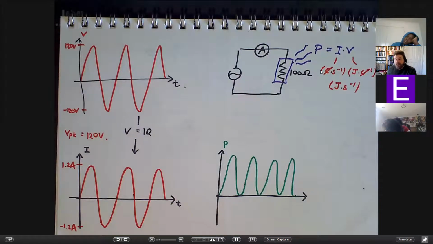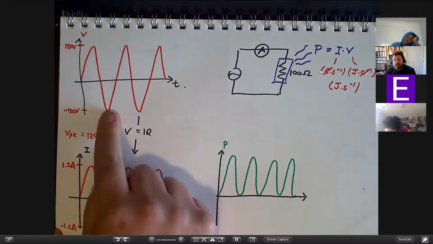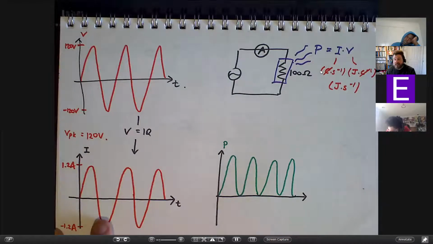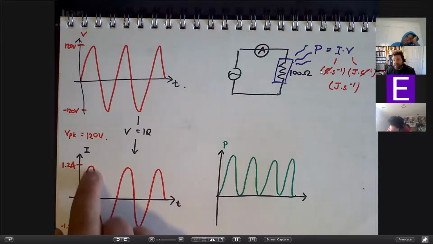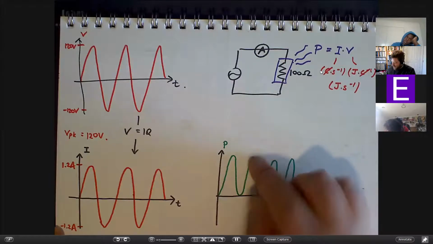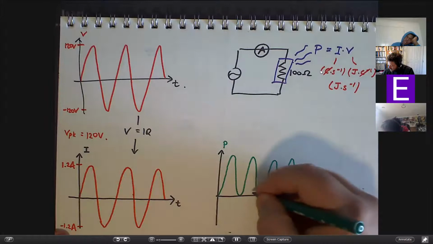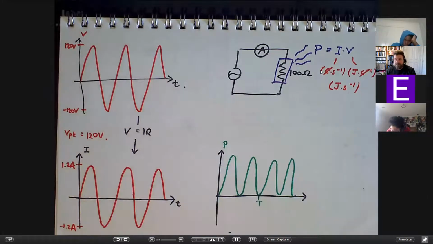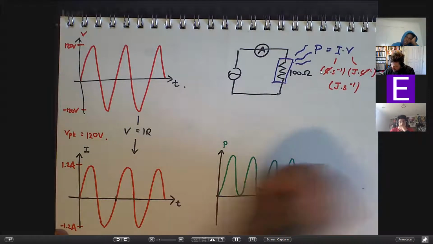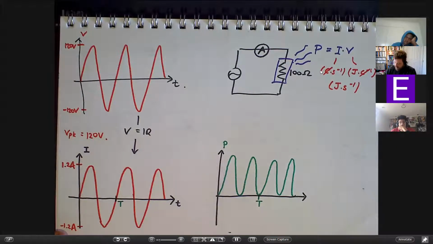All right, it's always gonna be positive because whenever the current's negative, so is the voltage. So negative times negative gives us the positive. And it's going to have twice the frequency of this guy because even a positive peak is a positive peak, but a negative peak times a negative peak gives us an extra positive peak. So the period of this graph, that's the period. Right. So what we have is this power, which is always positive and which is oscillating.